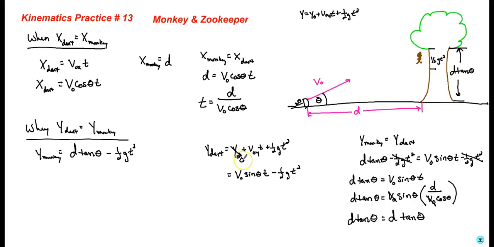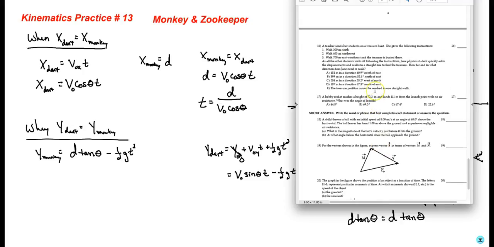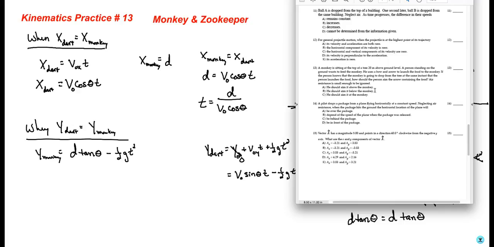And I know it's a lot of math, but again, it shows that when the horizontal positions of the x are the same, we get this to be the time. So when we plug that time into the y, we show that they are also at the same y position. So then, if we're talking about number 13, the answer should be option C. He should aim straight at the monkey. And that is problem number 13, and also the famous monkey and zookeeper problem.